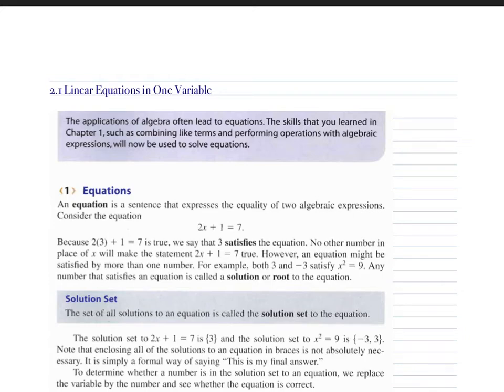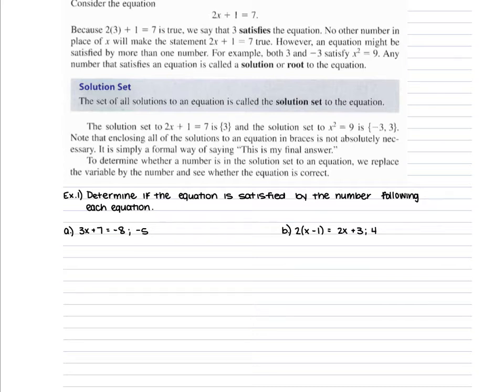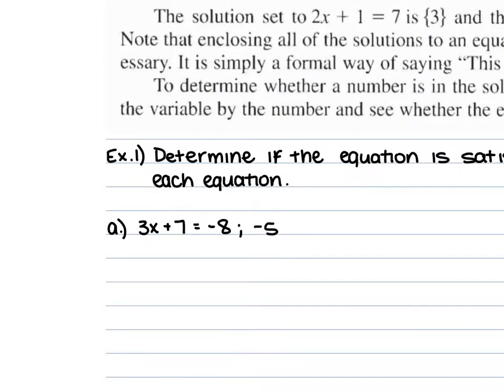2.1 Linear equations in one variable. With this section, we're just solving equations. We're going to start with telling whether or not a number is a solution to the equation. So for example, 1a, we have 3x plus 7 is equal to negative 8, and we're given negative 5.